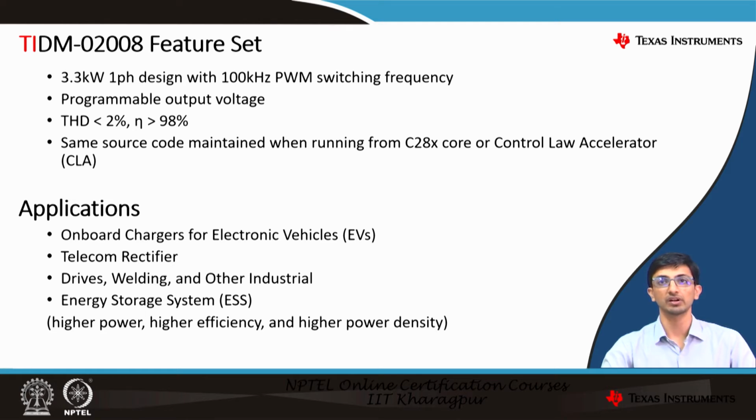If you are using the control law accelerator, you free up the C28x core, thereby adding additional bandwidth for the C28x. The applications include onboard chargers for electric vehicles, telecom rectifiers, drives, welding and other industrial equipment. It can also be used in energy storage systems. The attractive part about this particular design is its higher power, higher efficiency and higher power density.